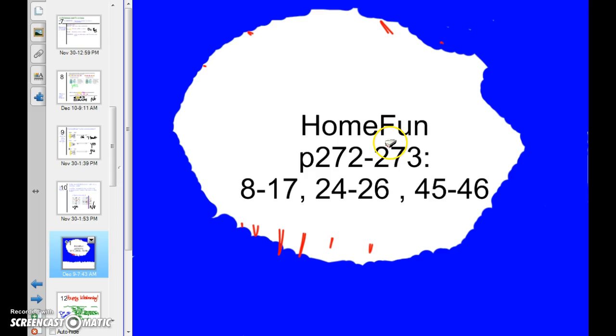You still have to do the home fun, even if you crossed it out. Page 272 to 273, 8 through 17, 24 to 26, and 45 to 46. Yes, you have to do all of those. Now, just in case you don't have a book at home, I am going to give you a screenshot of it so you can just do the home fun.